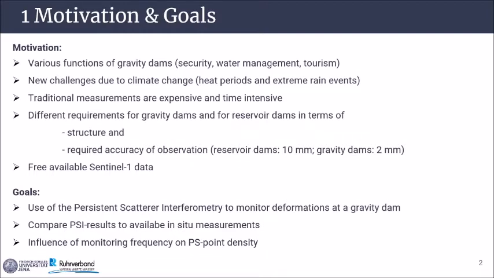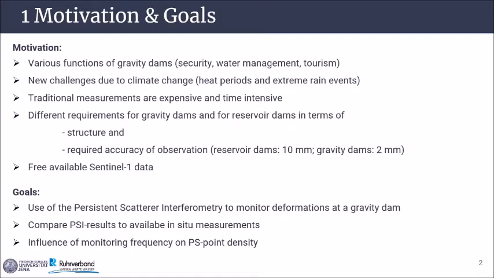Radar interferometry was already used for monitoring the movements of reservoir dams, but not yet for gravity dams and their huge walls. The requirements for gravity dams and reservoir dams in terms of structure and required accuracy of observation differ significantly. While an observation accuracy of about 10 mm is sufficient for reservoir dams, 2 mm are required for gravity dams. Finally, Sentinel-1 data are freely accessible.